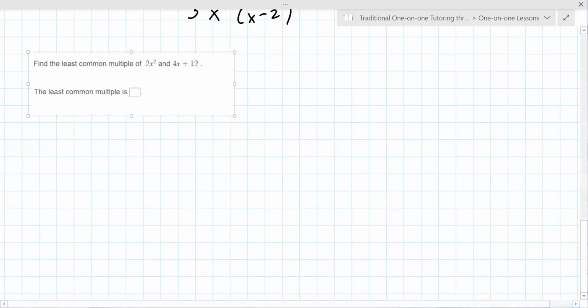All right, so if you're seeing my screen, for the 2x squared there's nothing to do, but the 4x plus 12 has a GCF. What is the greatest common factor between 4 and 12? What number goes into both? 2 definitely works, but is there a bigger number that goes into both?